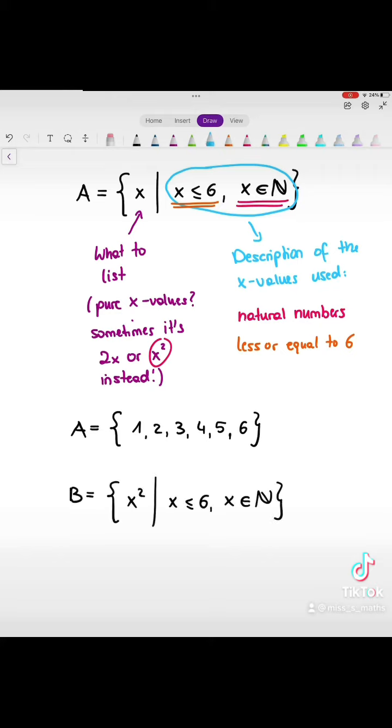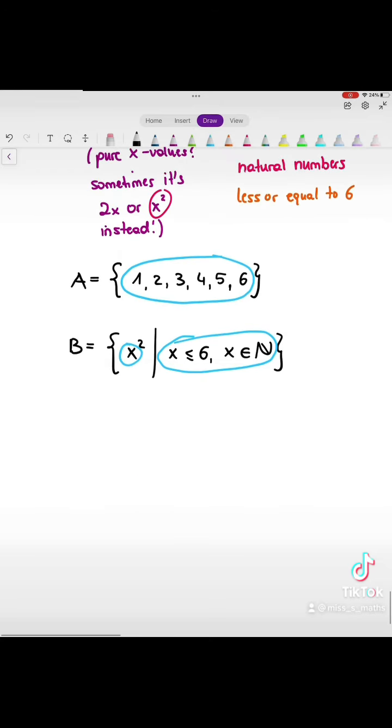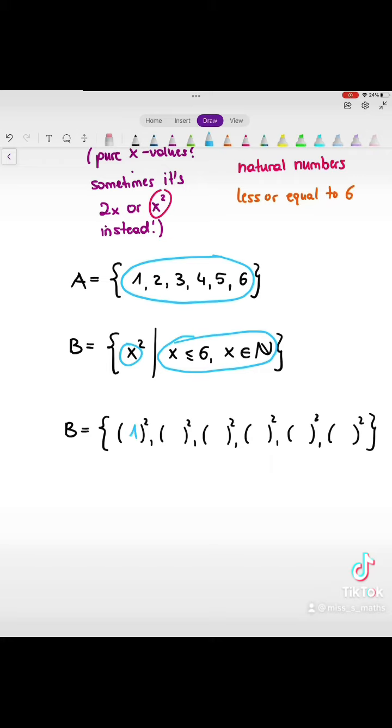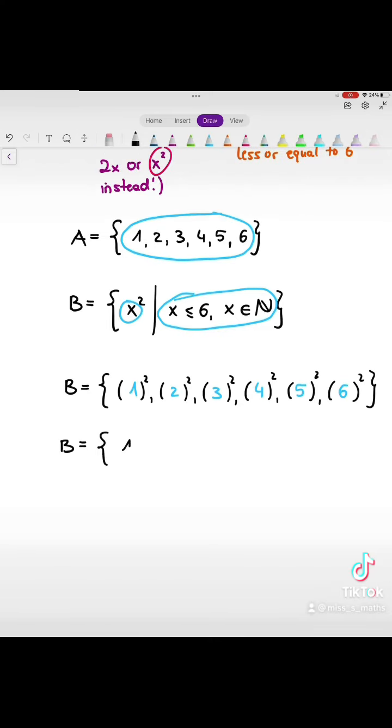In the second exercise I'm writing down the same values behind my vertical line there, but the set itself is not made up of these numbers themselves. They are supposed to be squared. So I want 1 squared, 2 squared, 3 squared, 4 squared, 5 squared and 6 squared as the elements of my set B. So that would be 1, 4, 9, 16, 25 and 36.